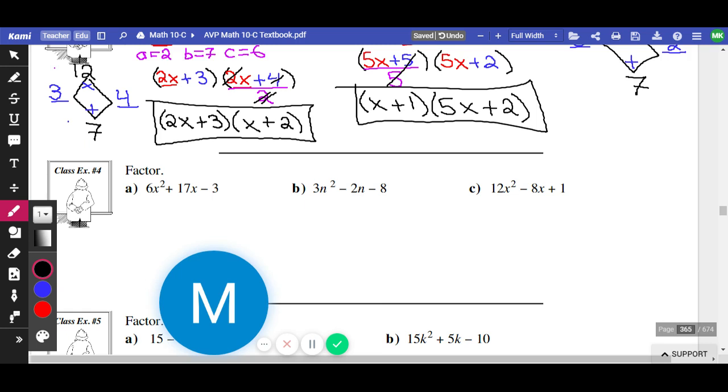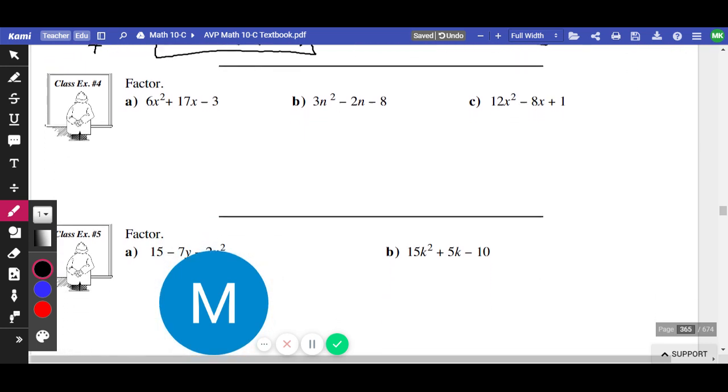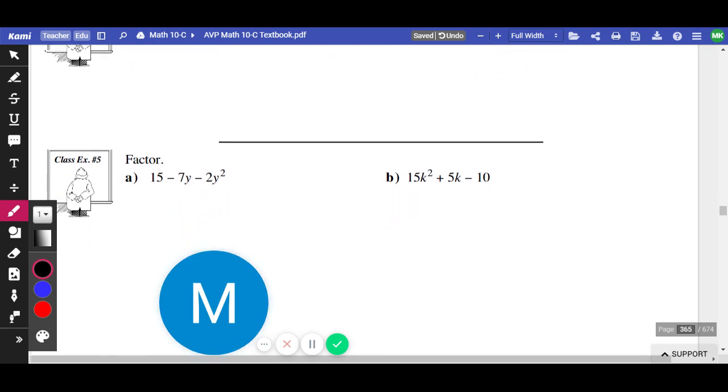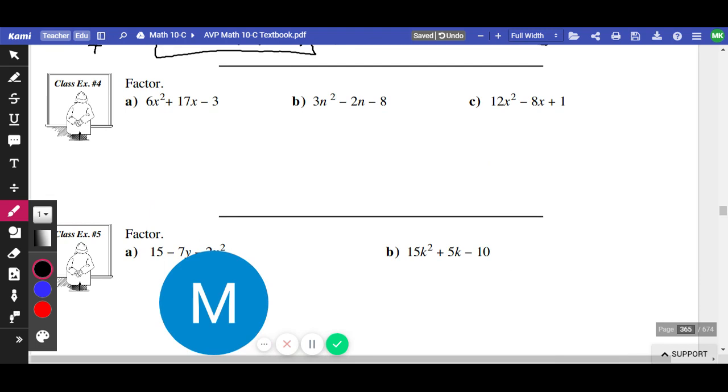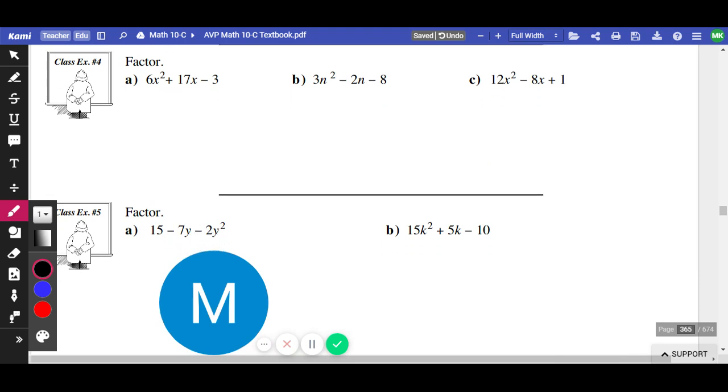Fantastic. Those are examples. Actually, I don't know if I want to do all of these. How about you try it? You try A. Give A a shot, and then I'll go through it with you. Just see if you can set up the diamond. I'll do it chunk by chunk, so you can go along.